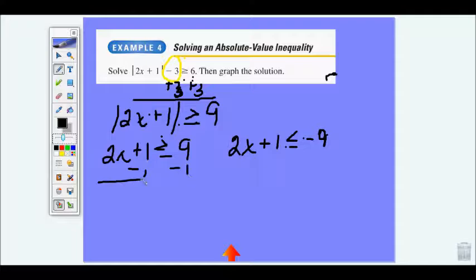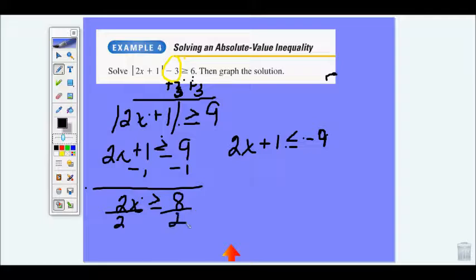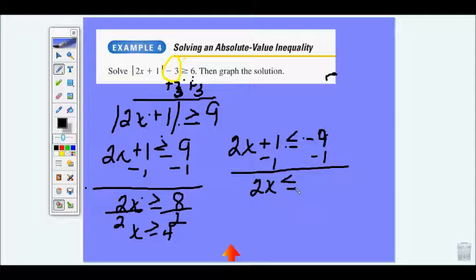Same solving. Let's do that over. 2x is greater than or equal to 9 minus 1, so that's going to be 8. Divide by 2, divide by 2, and I have x is greater than or equal to 4. If I look at this side then, subtract 1 from both sides, I have 2x less than or equal to negative 10. Divide both sides by 2, and x is less than or equal to negative 5.